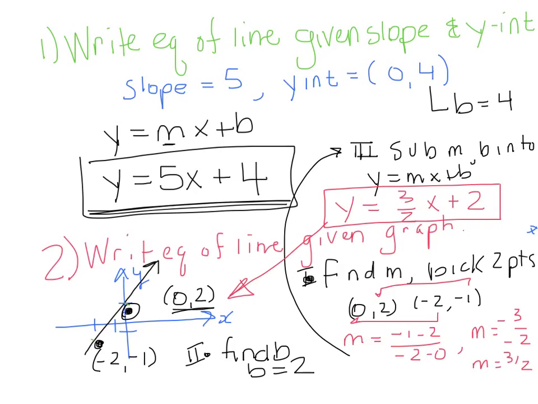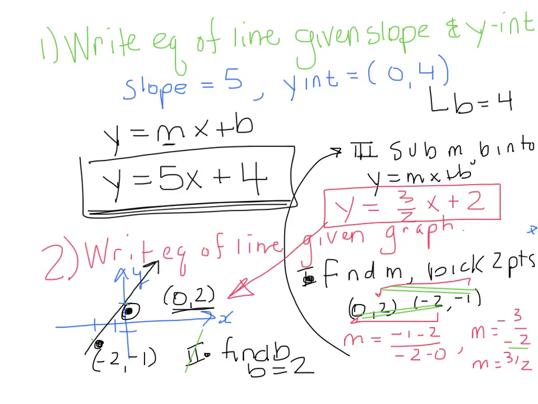I take those 2 points over here and I start calculating the slope, making sure I'm taking the y minus y and then x minus x, and coming up with a slope of 3/2. Okay, so I found the slope. That was my first step.